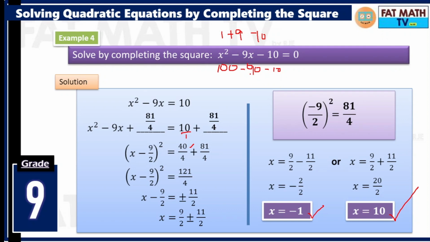So if you get an answer that is not equal to the right side here, of course your answer is wrong. For example, you got x equals 1. 1 squared is 1 minus 9 times 1 is 9. That's negative 8. Negative 8 minus 10 is negative 18, which is not equal to 0, meaning to say x equals 1 is not a correct answer.